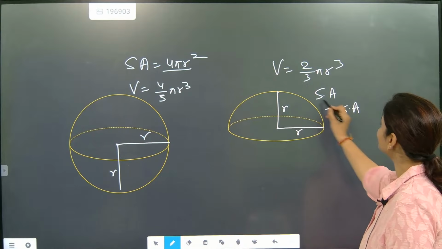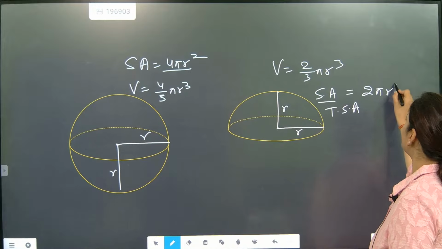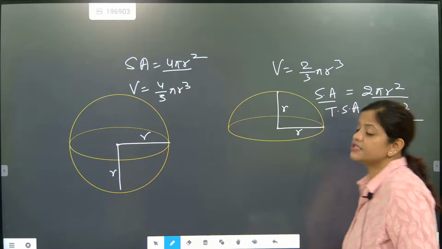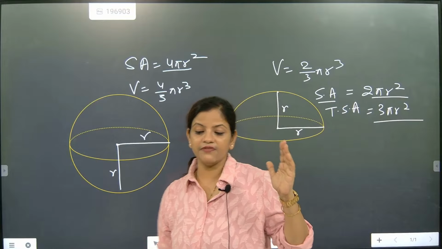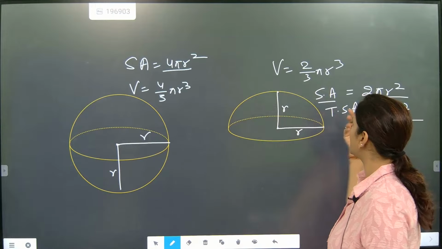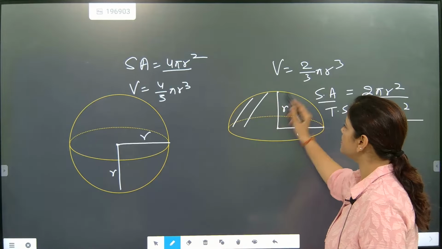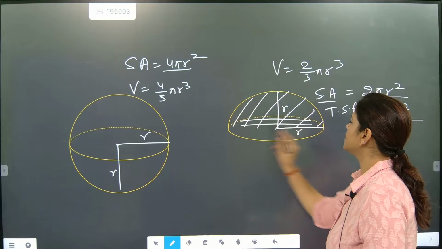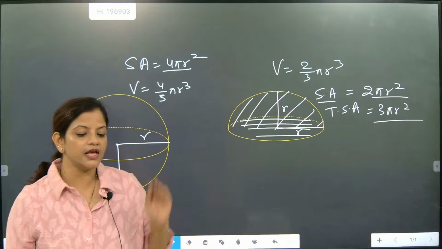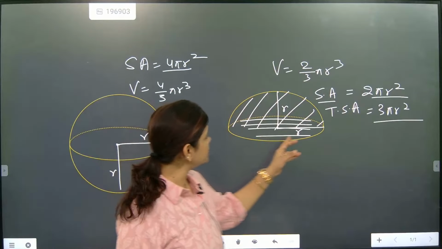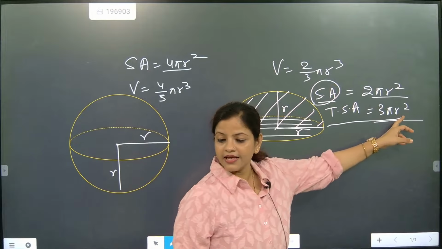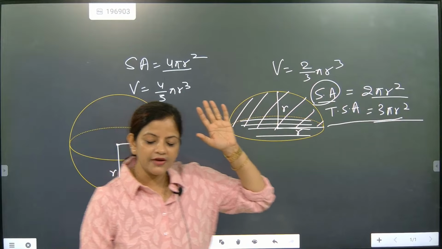So here, this is the surface area. Surface area is 2 pi r square, and total surface area is 3 pi r square. Remember, when they talk about this section, that is exactly the surface area. But total surface area means this region plus this bottom region. Taking them together is called the total surface area. I hope till here everything is okay.